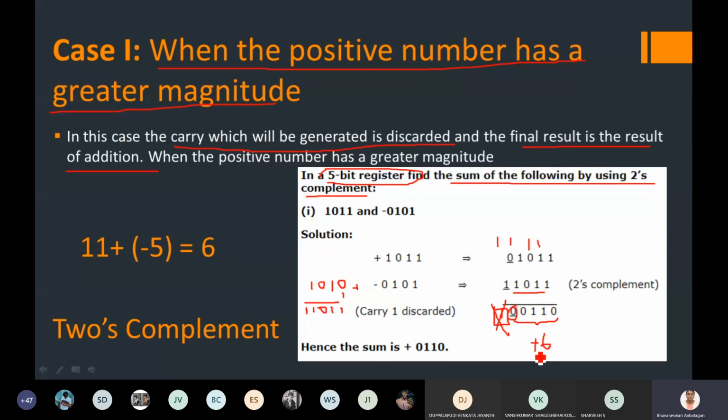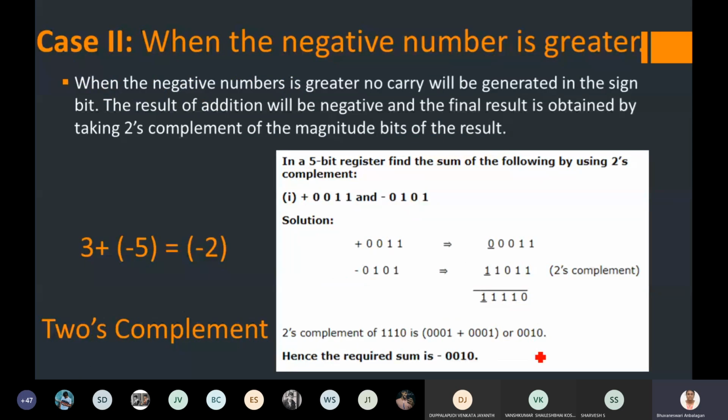This is how you have to do it when the positive number has a greater magnitude. When the negative number has the greater magnitude, what do you have to do? 3 plus minus 5. I am going to write 3 here. For 5, I am going to take the 2's complement and add the numbers. The result of the addition will be negative, and the final result is obtained by taking the 2's complement of that number. Since you have got a 1 here, you can surely say it is a negative number.